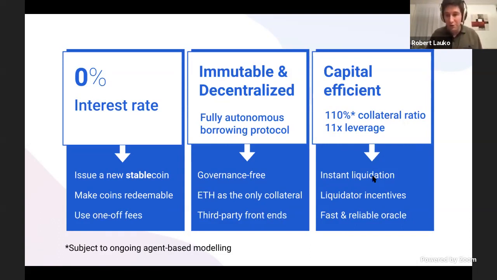And then for capital efficiency, what's important there is really a way of liquidating positions that fall below this minimum collateral ratio in a very efficient way. And we should also incentivize liquidators to that end, especially if the gas costs are high. So we need to pay them some compensation for the gas costs. And we also rely on an oracle or price feed service that's fast and reliable, because that's the base input that determines whether a position needs to be liquidated or not.